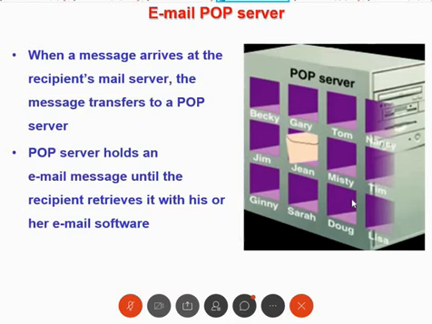In email, there's a POP server. When a message arrives at the recipient's mailbox, the message has to be transferred to a POP server. The POP server holds the mail message until the recipient retrieves it with his own email software, like when we take a backup of our mail inbox to our local folders. Till then, it resides on your POP server at the service provider. Suppose you have a Gmail account. In the Gmail server, your mail, whatever comes to your Gmail account, will remain in the POP server.